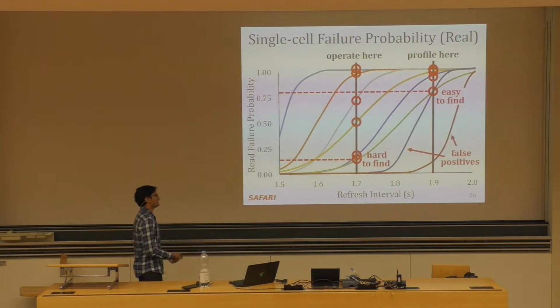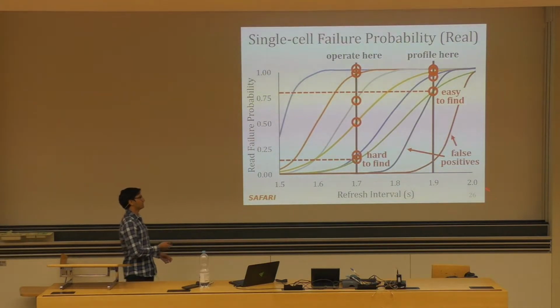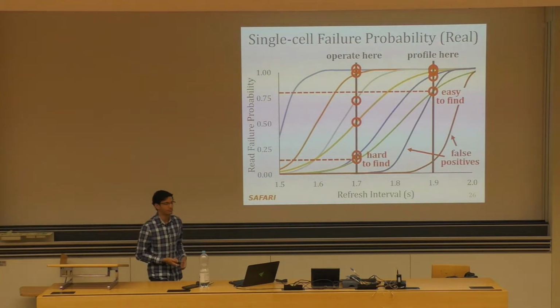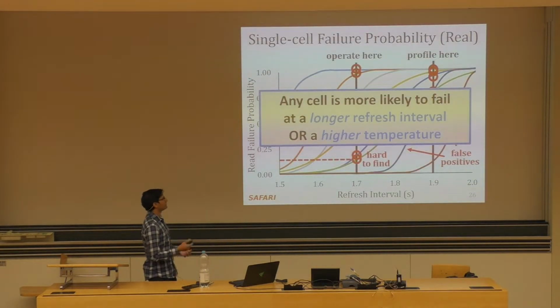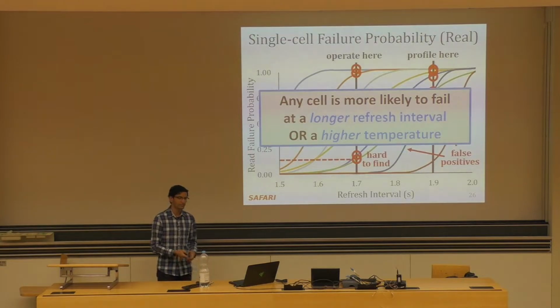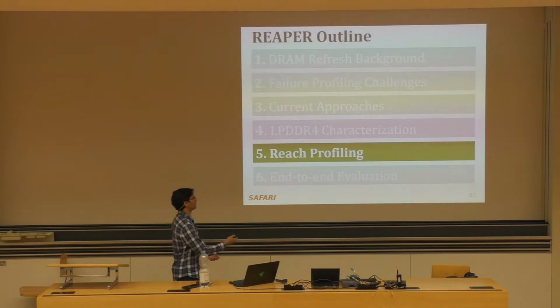A downside, however, is that we'll observe some other cells to fail at this increased refresh interval that don't fail at the refresh interval we actually want to operate at. And so we call these false positives, right? And so potentially we can tolerate a certain amount of these. And so the observation we make is that any given cell is more likely to fail at a longer refresh interval or at a higher temperature, right? And this leads us into the key idea of reach profiling.